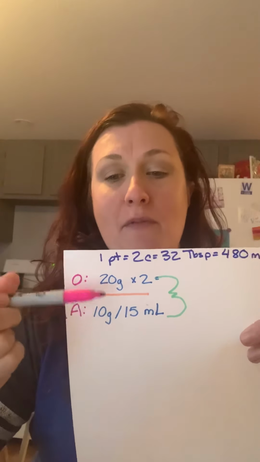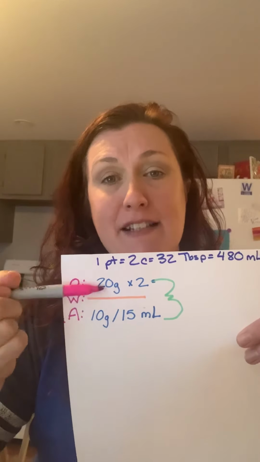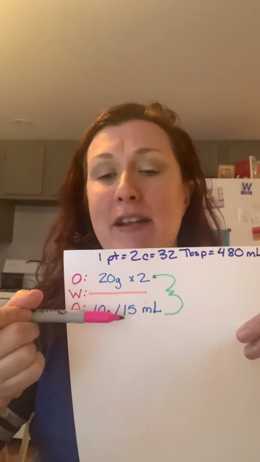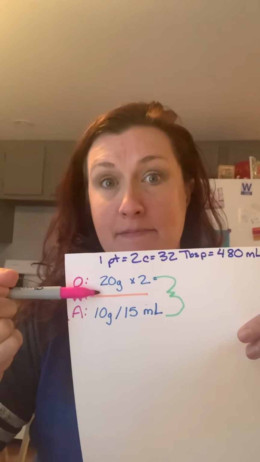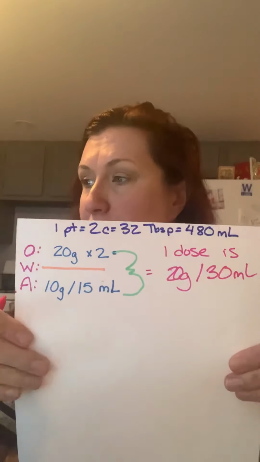Now, I know that this is a 2-to-1 ratio, right? So this makes it super easy to solve. If I have 10 grams in 15 mils, how many mils am I going to have in 20 grams? 30, right? So I write that information down. That equals 1 dose, which is 20 grams and 30 mils. So I know that information now, right?